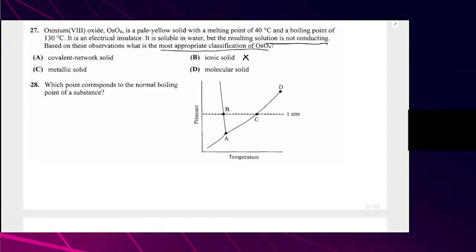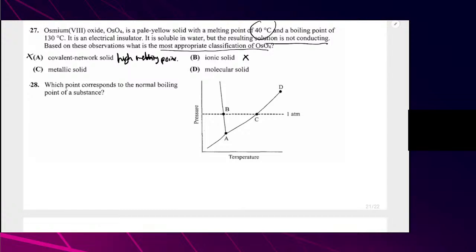Let's go through the options one by one. This is not an ionic solid because an ionic solid should conduct electricity when dissolved, so we can eliminate this one. How about the covalent network solid? These have a very high melting point, like diamond and others, right? Because the melting point here is just 40, it will not be that.